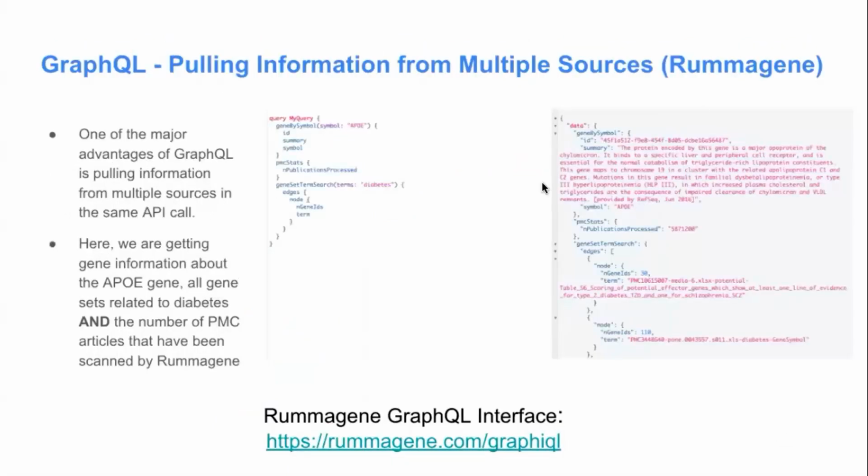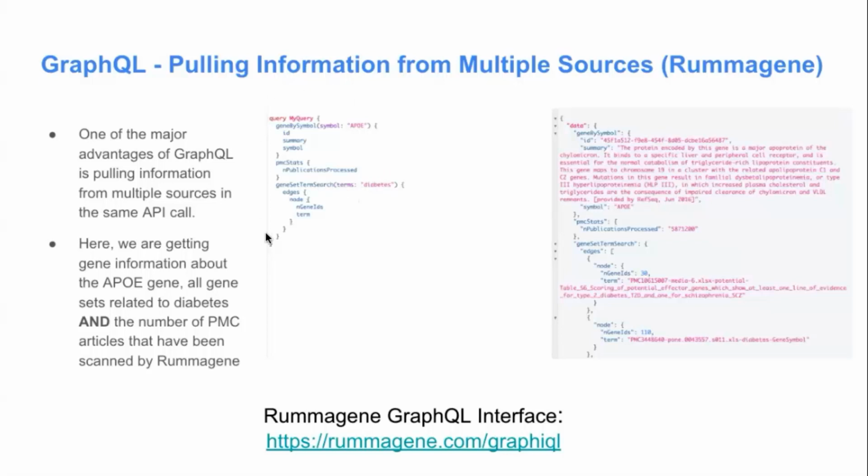One of the major advantages that I highlighted of using GraphQL is that it's able to pull information from multiple sources in the same API call. We see here in this query structure that we're getting information about the APOE gene, like its ID, its summary, and its gene symbol. We're also getting all the PMC articles that have been scanned by Immergene, and using again the gene set term search query to get all the gene sets that are related to the term diabetes.